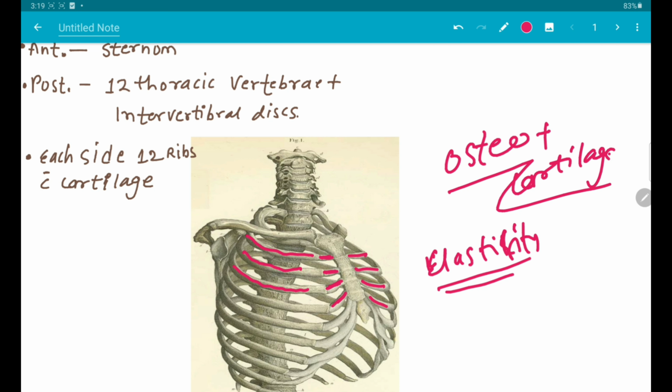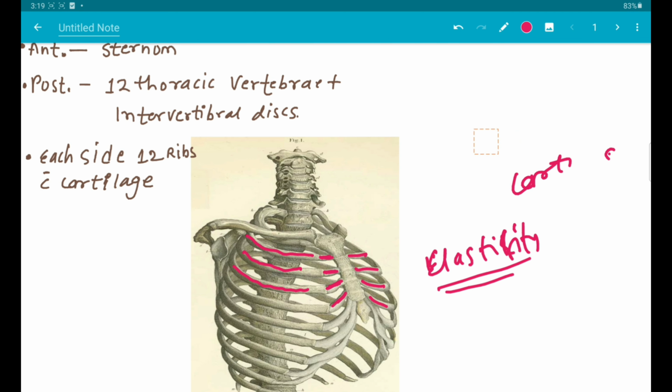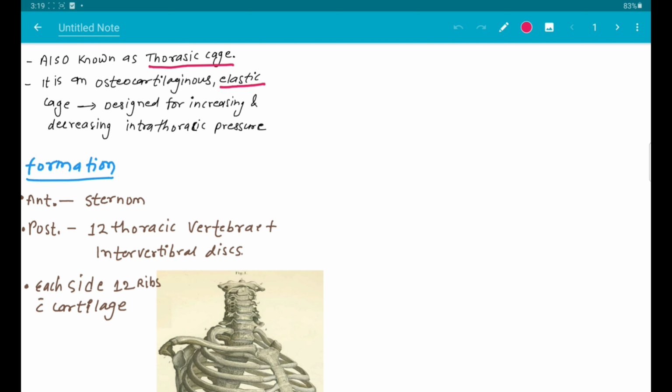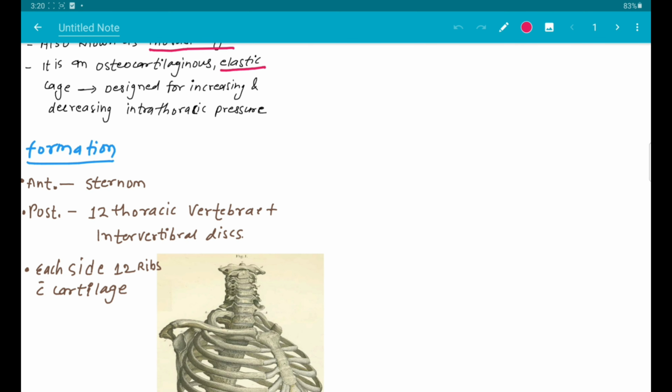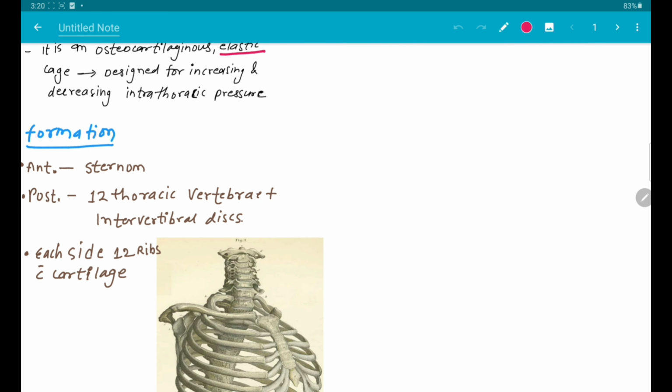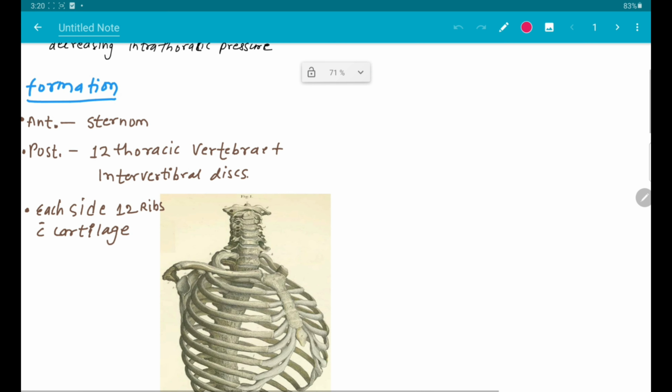That is why when we inhale air, it expands and oxygen comes inside the lungs. When we expel the air, it contracts and the lungs relax, and it comes back to its normal position. It is designated as increasing and decreasing thoracic pressure, because when thoracic pressure increases, the oxygen comes inside the lungs, and when it decreases, the oxygen is expelled out from the lungs. So now let's understand the next topic, its formation.